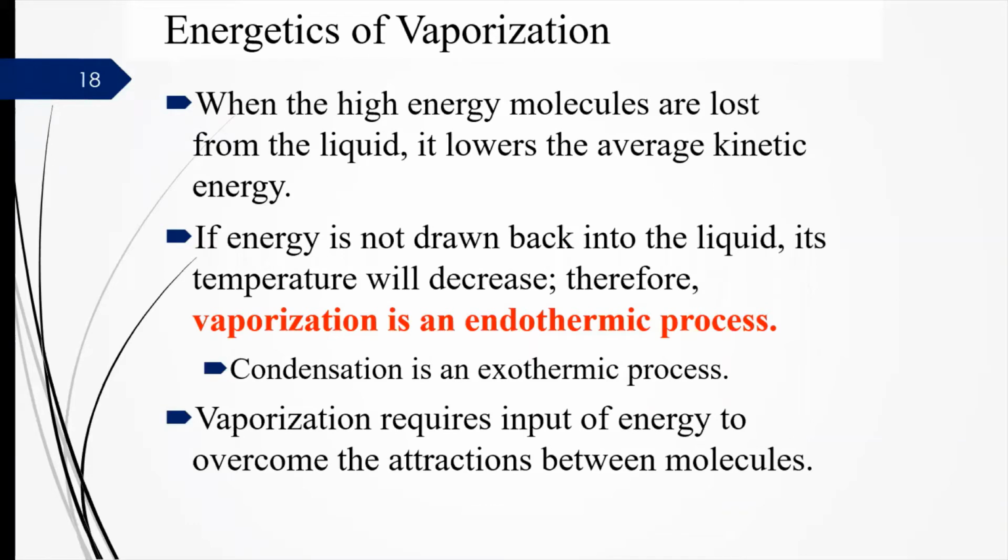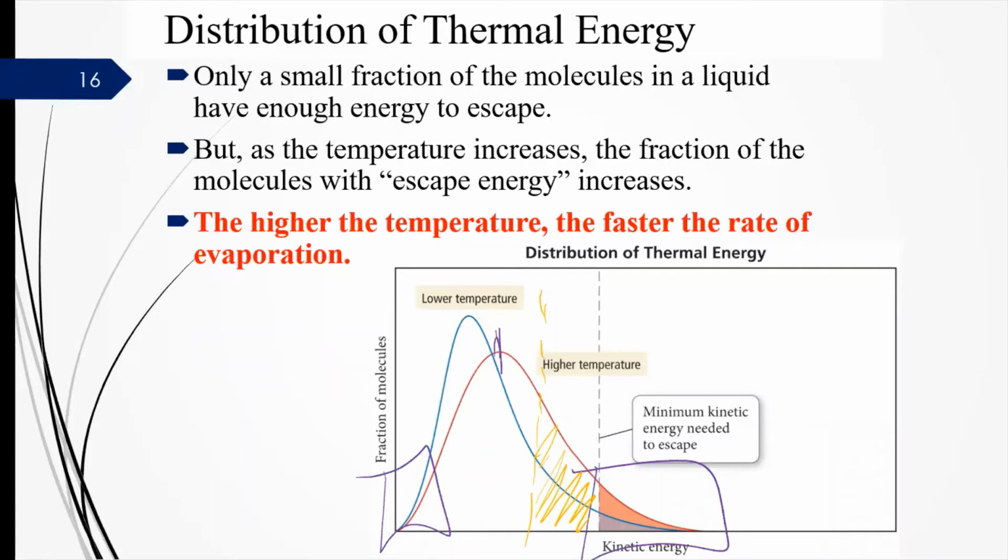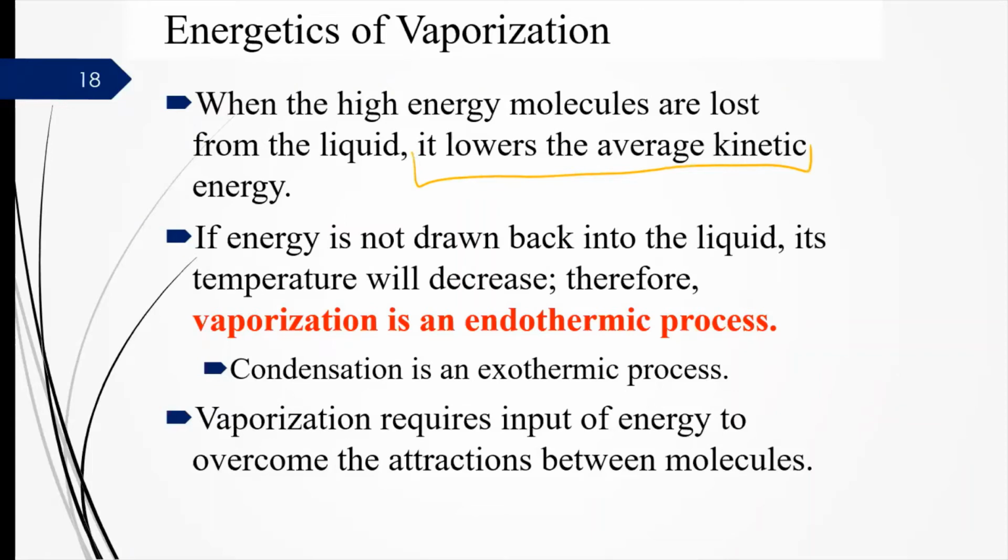So remember that vaporization, this transition from going from a liquid to a gas, is going to involve that energy, right? So when high energy molecules are lost from the liquid, it's going to lower overall the kinetic energy of that liquid. If we went back to this, if we removed all of this section here from our liquid, we would be losing energy from that liquid. All the fast stuff has gone away. And so if we don't draw more energy back in, then temperature is going to decrease. And so vaporization is an endothermic process. On the other side, condensation is an exothermic process.